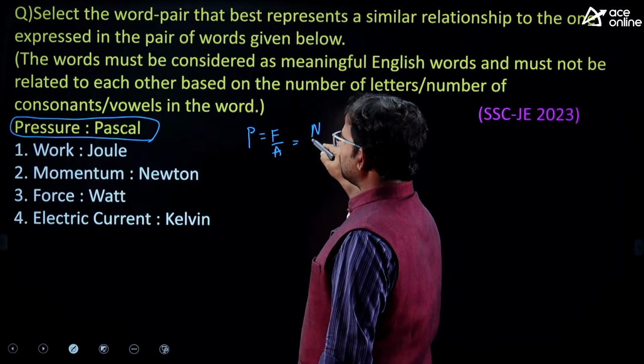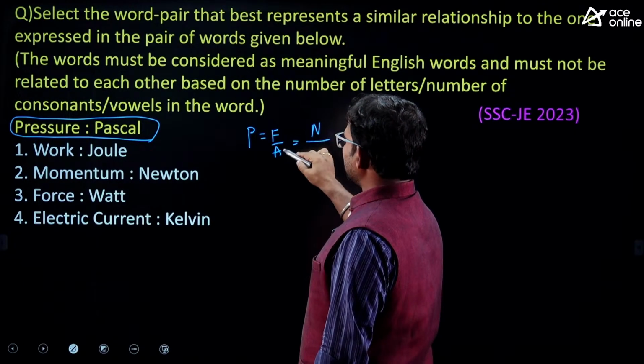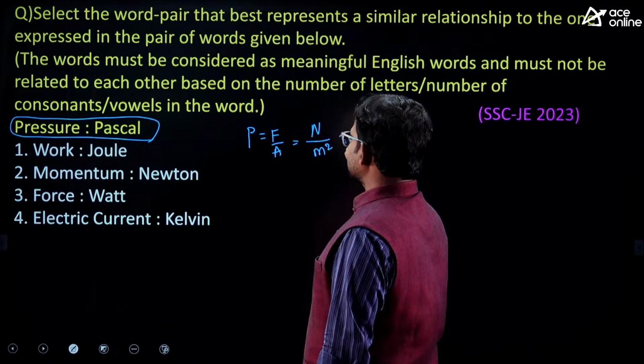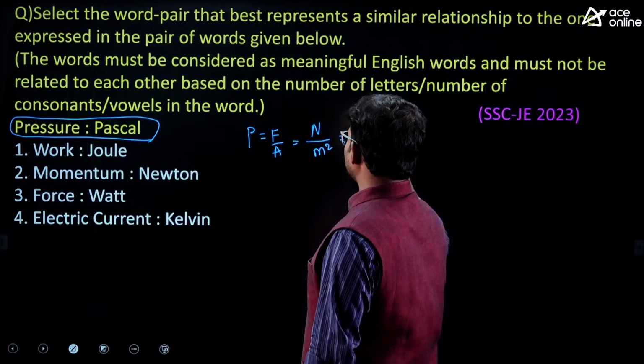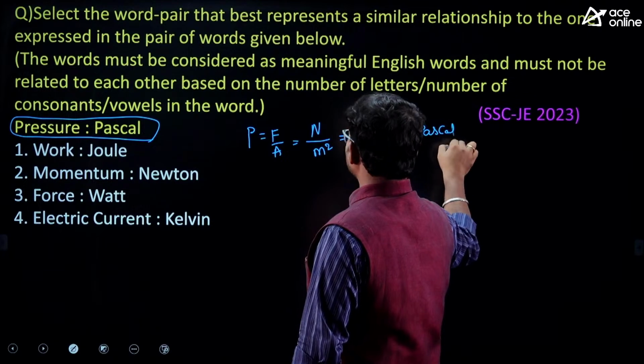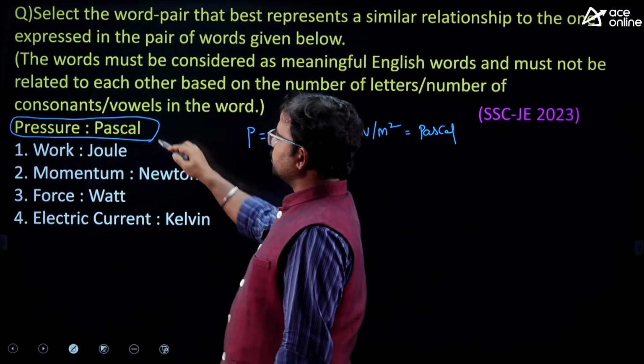Newton per area, meaning length into width, meter into meter, meter squared. So then we are getting Newton per meter squared. This is nothing but Pascal, right? So Pascal is the SI unit of pressure.